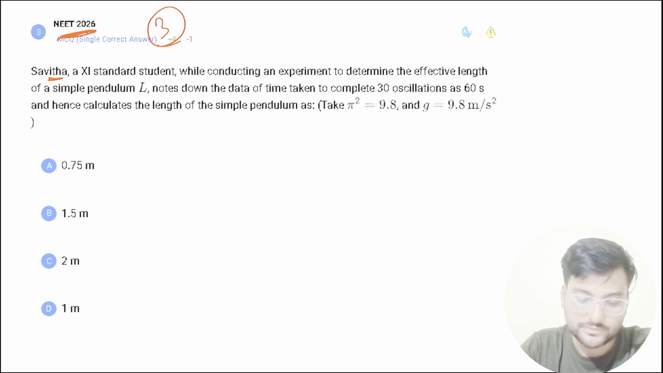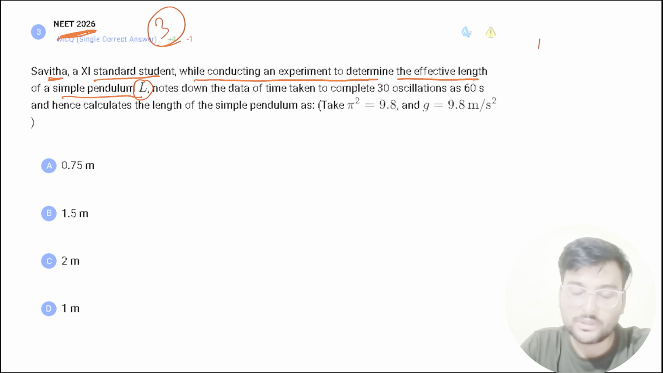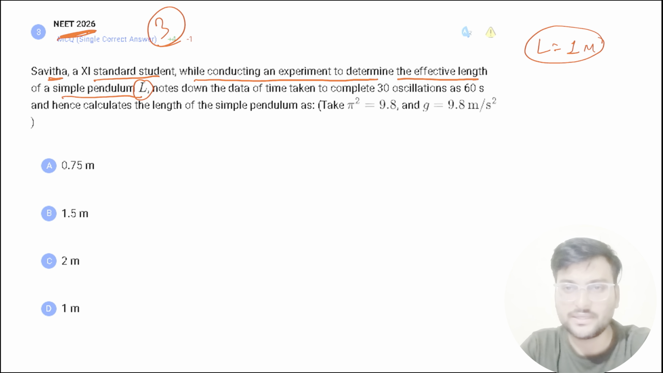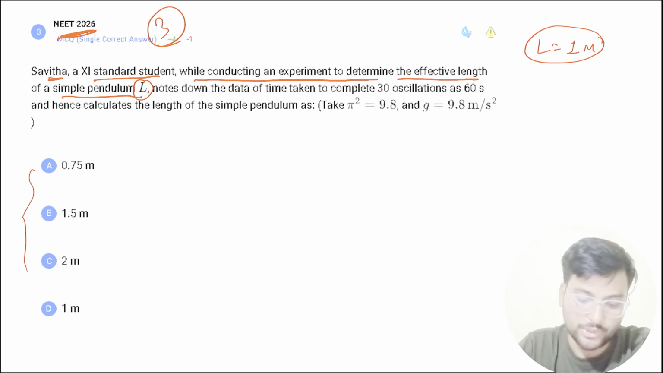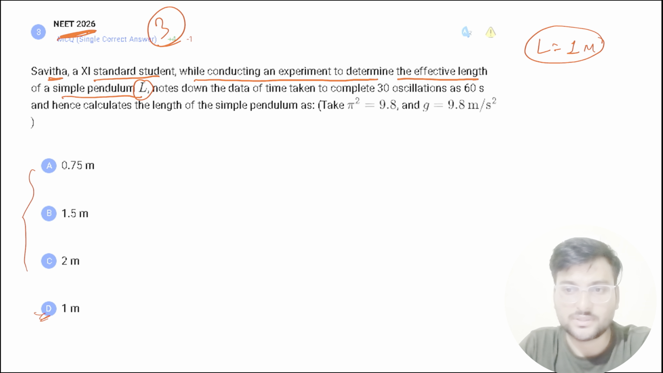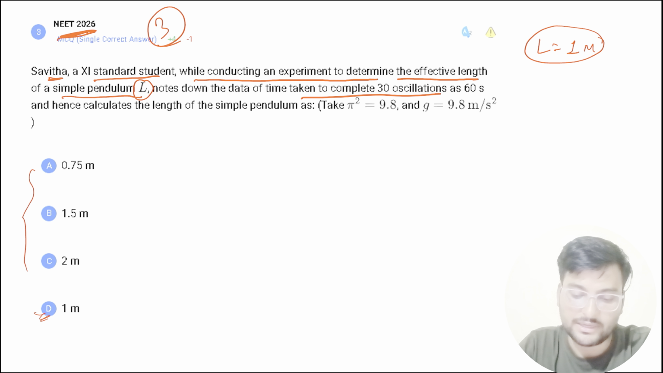Once Avita, suppose she is a class 11th student, is conducting an experiment to determine the effective length of a simple pendulum. Actually, if you know, the general length value of a simple pendulum is 1 meter. Maybe in this experiment the length of the pendulum changes, but let's see. We are trying to solve the problem. Although one option is given to you, so we can go with that one, right? But if you are not satisfied with this conclusion, then we can solve by the method also, right?